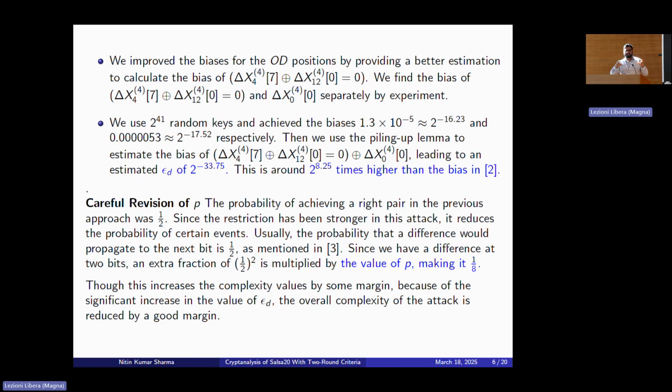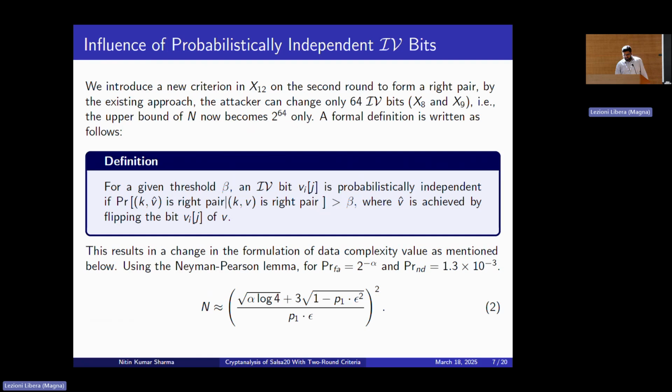So this thing we lose in the sense of adding the criteria. But as you can see, the bias is improved highly, so we can manage with the values. Now this is one thing that we have done in our work. The second thing is, as I mentioned, that we are controlling IV positions.